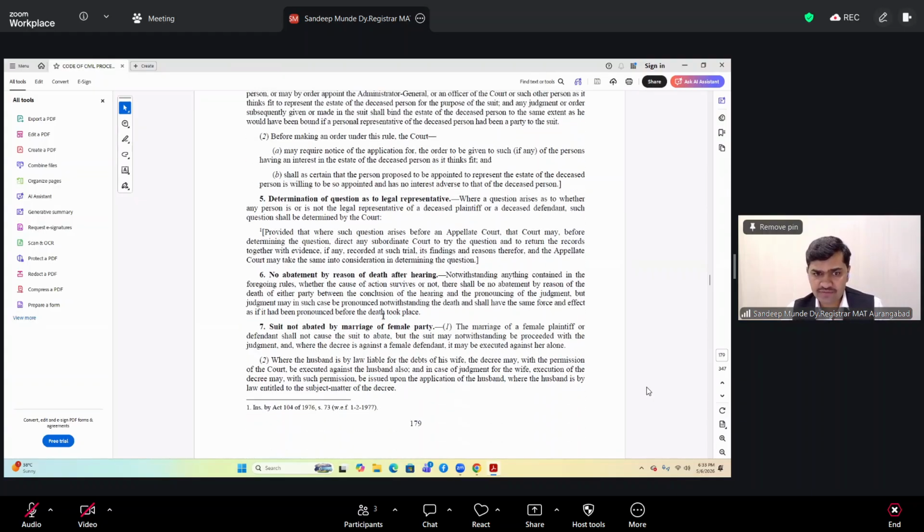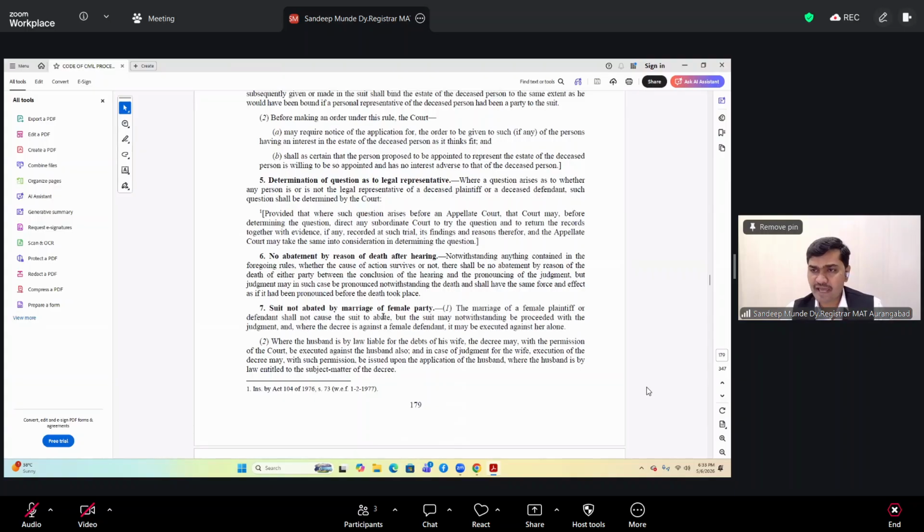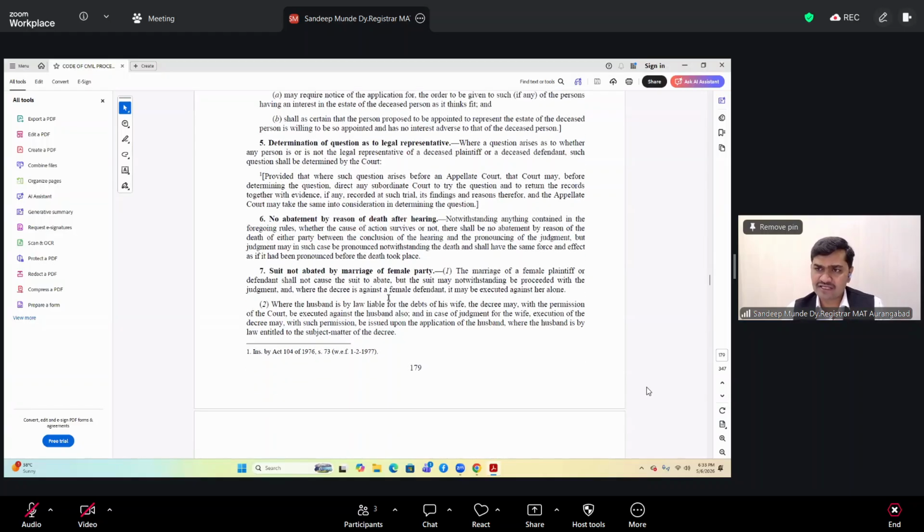According to Rule 7, a suit is not abated by the marriage of a female party. If marriage happens of the female party, the suit will not abate, but it will be applicable to the share of the female, and her husband will not be liable for any decree against the female defendant.